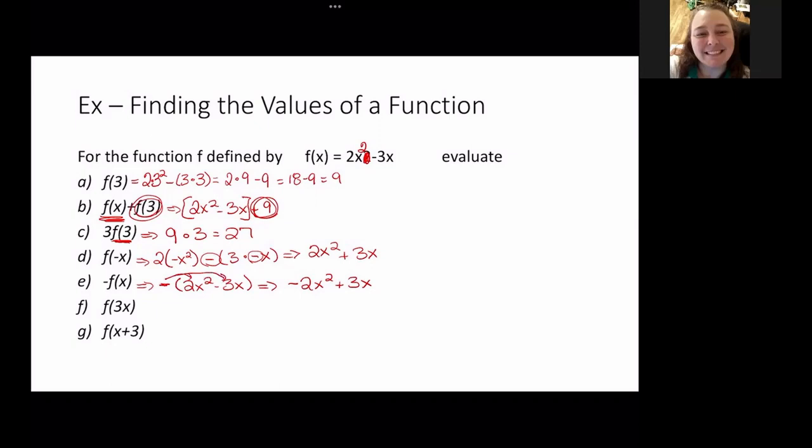For this next one, f of 3x, I put the value of 3x in for x. So 2 times 3x squared minus 3 times 3x. So I'm going to have 2 times, I can take the squared and give it to both. So 3 squared, x squared, minus 3 times 3, 9x. So then I've got 2 times 9x squared minus 9x. That's going to give me 18x squared minus 9x.